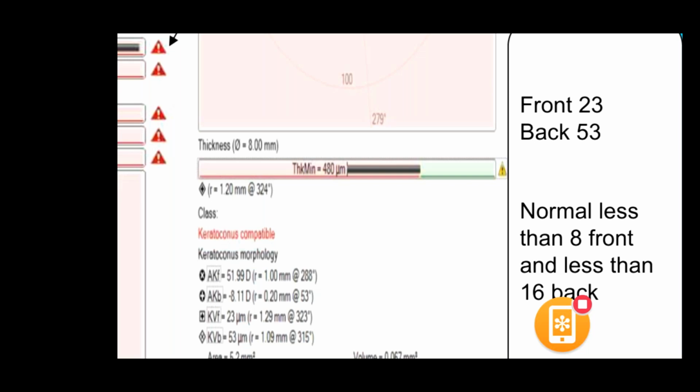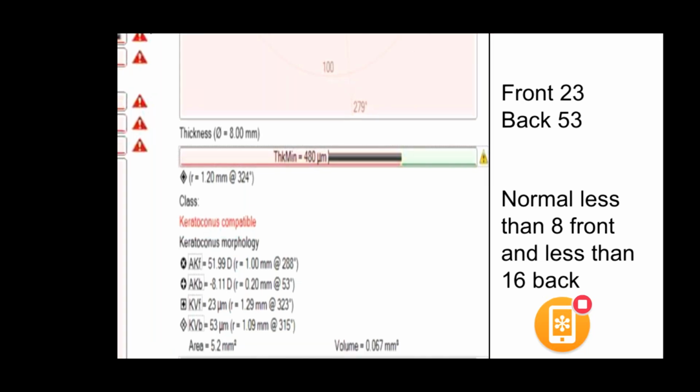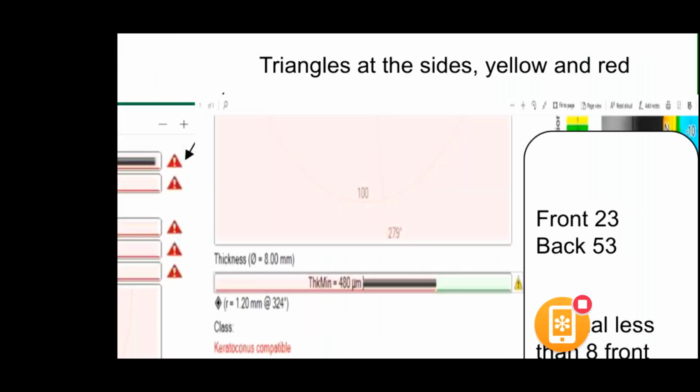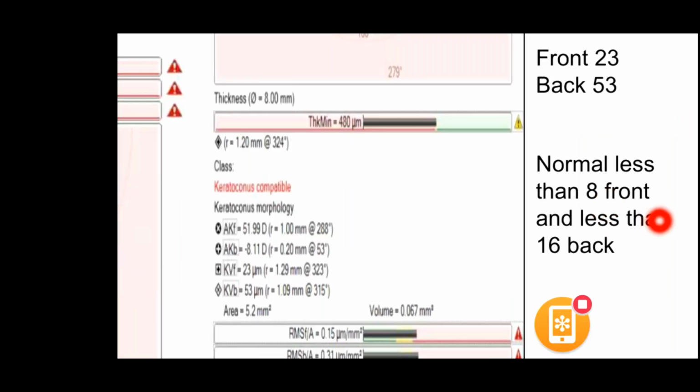Okay? And a back elevation more than 16 is significant. So front elevation more than 8. You see this? Normally front elevation more than 8 and back elevation more than 16 is very significant. If you look at this patient, it's 23 and 53. This is keratoconus definitely, all right?